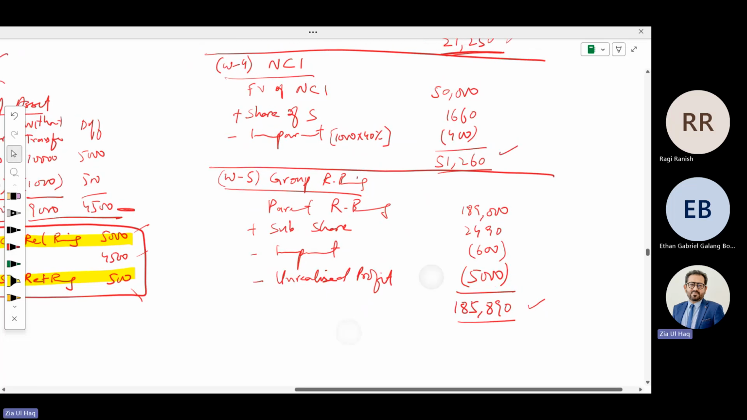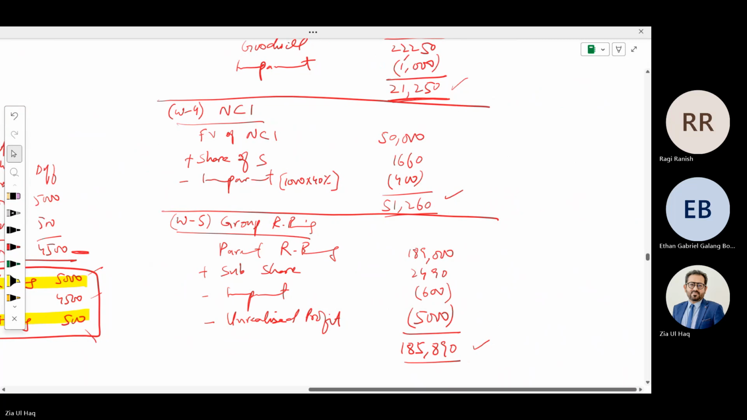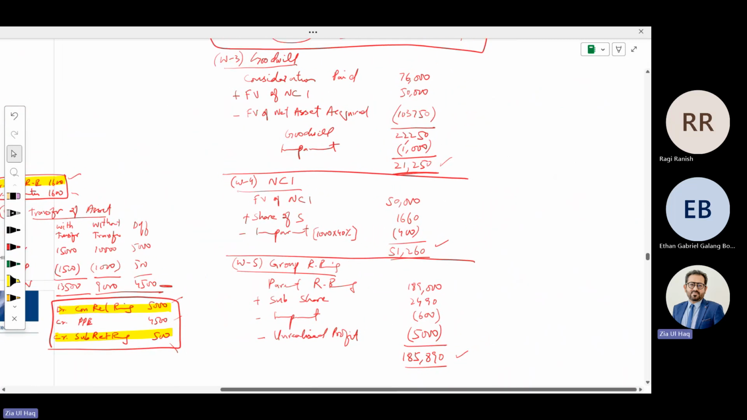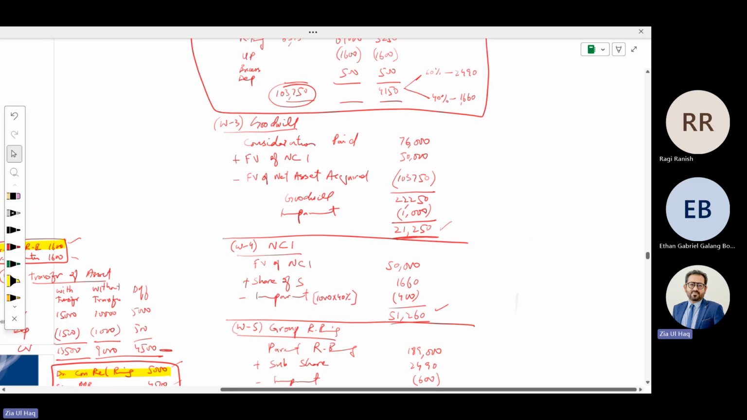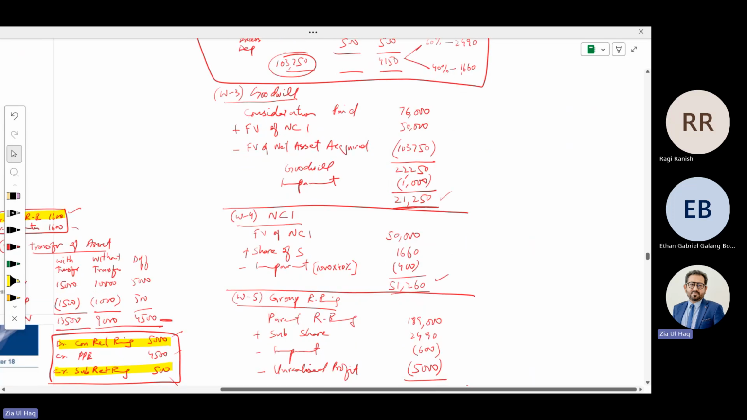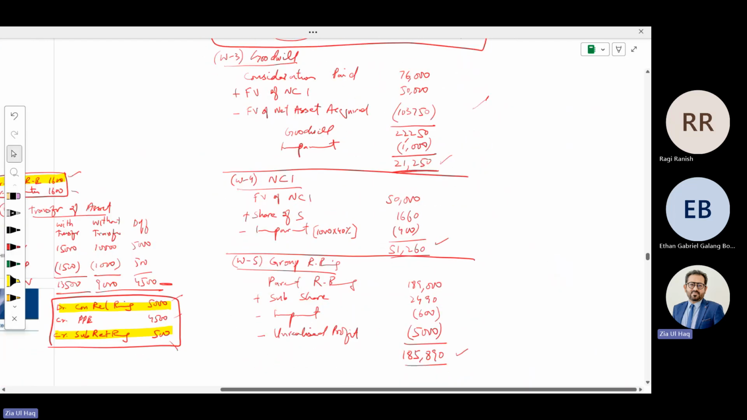So now we can move towards solving our question. Just one second, can you show the working? Goodwill, NCI and retained earning. If you jumble the working, it won't happen, right? She's asking if you can do the work in a different order. Yeah, you can perform group retained earning first, then you can calculate NCI, no issue with that. Exactly. Because this working should be before, then after this, you will be able to calculate other things.